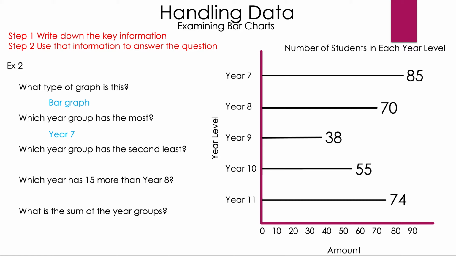Now, there you go. Which group has the second least? Let's write down the least, which is year 9. Now we're looking for the number that is a little bit higher, or the next one higher, which is 55.